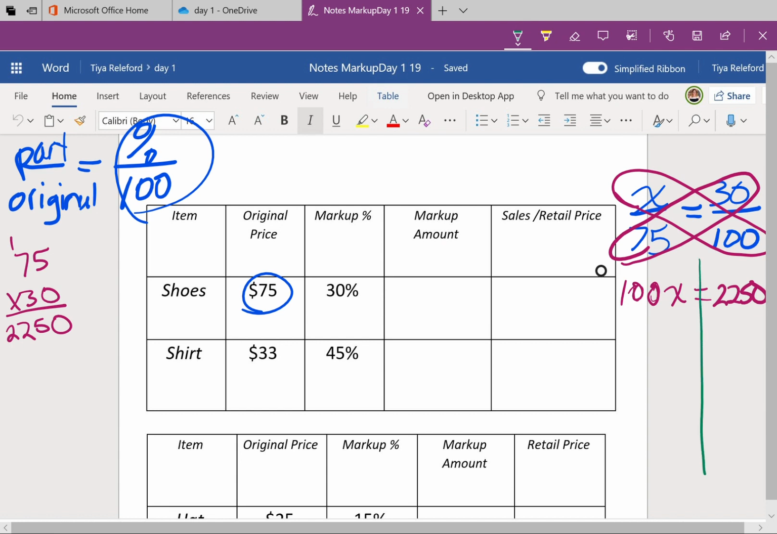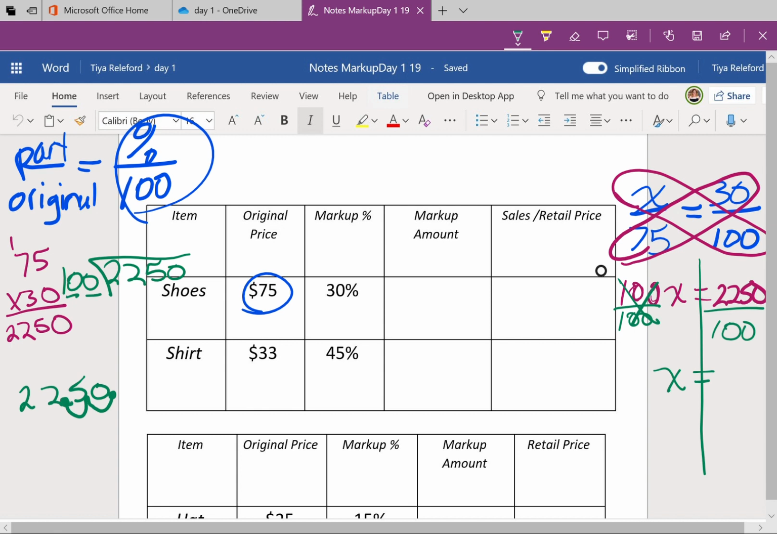Now we're going to solve this equation. And of course, we want x by itself, so we're going to divide by 100. Opposites cancel out. Here's your trick. You can either divide 2,250 by 100, or you can just move the decimal. If there isn't a decimal, it goes at the end, like the period at the end of the sentence. If we're dividing by 100, we have 2 zeros. So we're going to move this decimal 2 times. 1, 2. So our markup amount is $22.50.